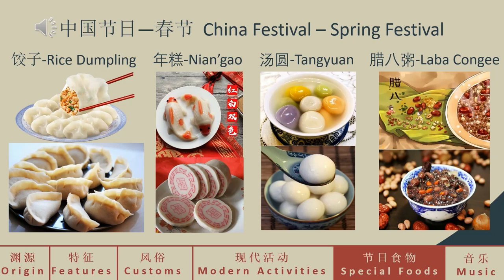And then is the La Ba Congee, La Ba Zhou. On the 8th day of the 12th lunar month, many families will make La Ba Zhou, a kind of congee made from more than 8 treasures. And we can see them on the picture. Some are like beans, lotus seeds, seaweed, rice, and anything else.